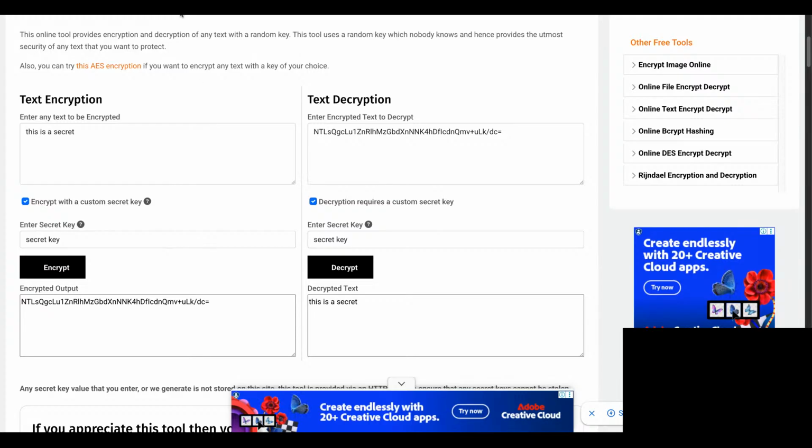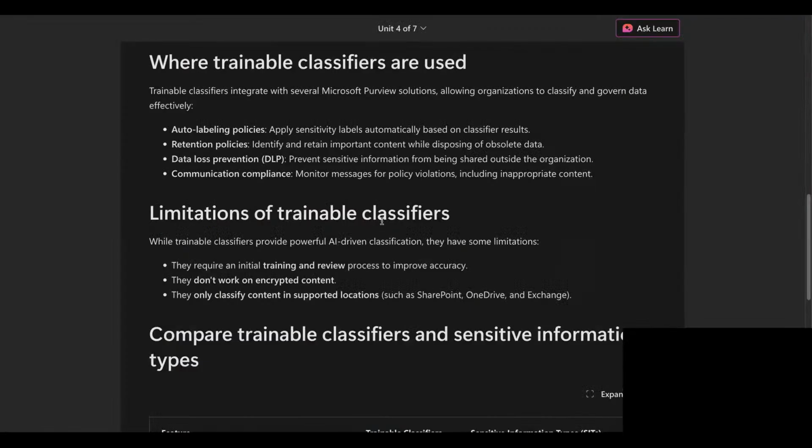Let's go back here. So that's one of the negatives for trainable classifiers. It doesn't work on messages that are encrypted, and it only classifies content that's located on these Microsoft platforms. So it works only in the Microsoft ecosystem, right? But like I said, Microsoft is not the only platform that provides this service.